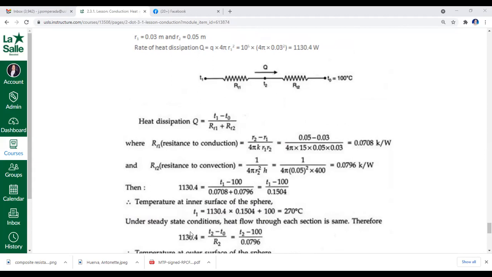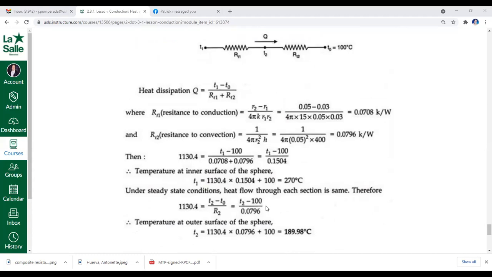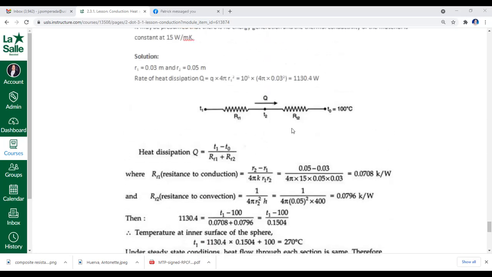So, under steady state conditions, heat flow through each section is the same. This is the nth time reiteration. So what happened? The same amount, 1130.4, is equated this time to just this section, the amount of heat transferred to this section, which considers convective heat transfer, the resistance to convective heat transfer.